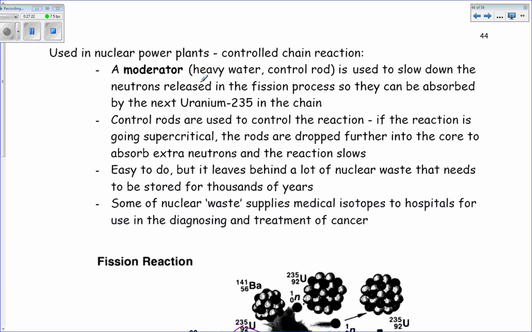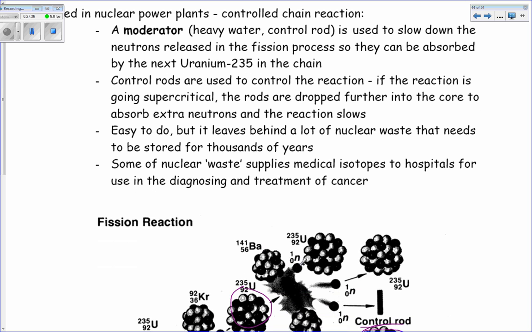Nuclear fission is used in nuclear power plants in what's called a controlled chain reaction. And in a controlled chain reaction, you need to use a moderator, which is used to slow down the neutrons. So that's when this will go supercritical if these neutrons that were produced in each reaction were just moving too fast to be controlled. So they use something, either heavy water or a control rod, and that's used to slow down the neutrons released in the fission process so they can be absorbed by the next uranium-235 in the chain.